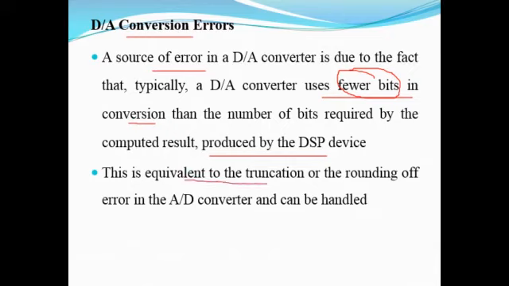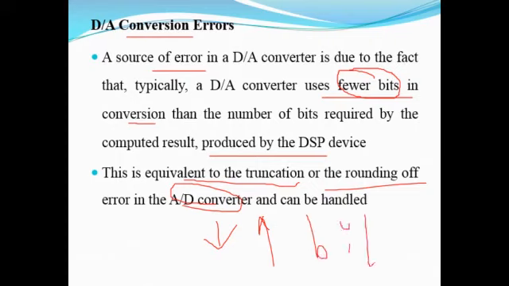This is similar to the truncation or rounding error we have seen in the A to D converter. It can be minimized if I increase the number of bits used to represent the signal. So the bits used to represent a signal should be more. That is what we consider. So these three are the sources of errors in a DSP computing system.